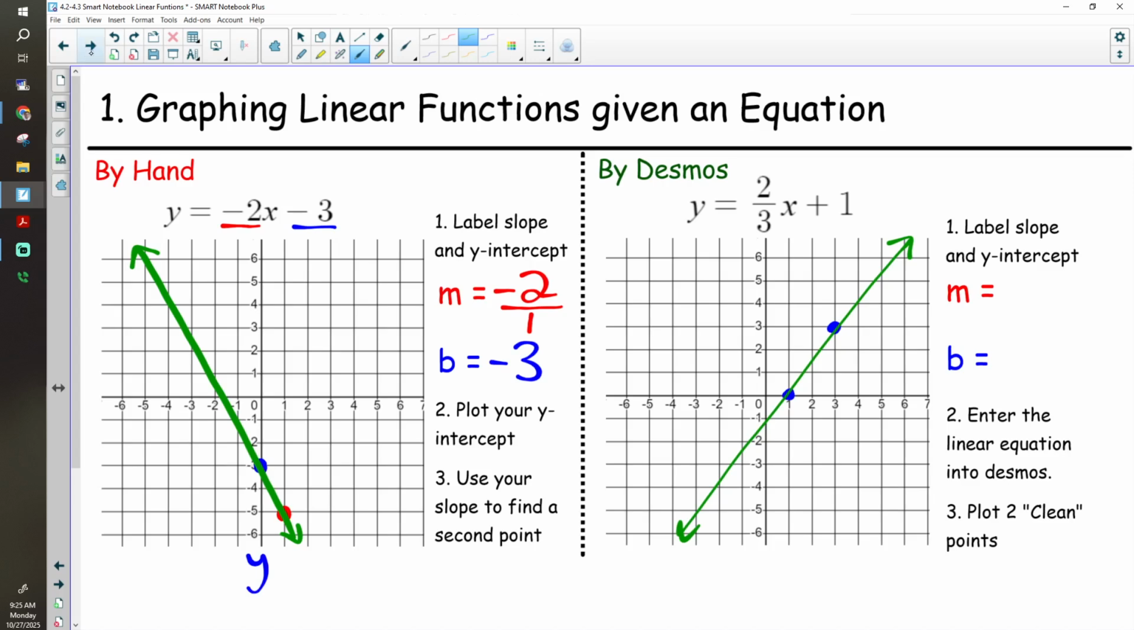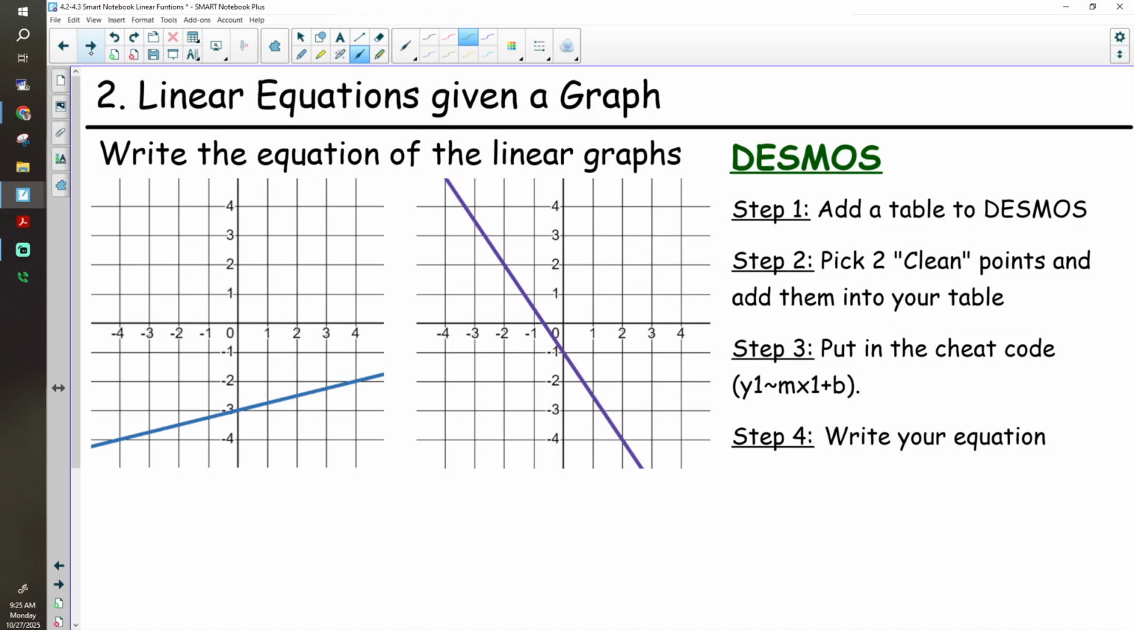Now we're going to go the opposite way. So what did they give us this time instead? They gave us the line. They gave us the line, and our job is to write the equation. So, first off, make sure you start remembering.